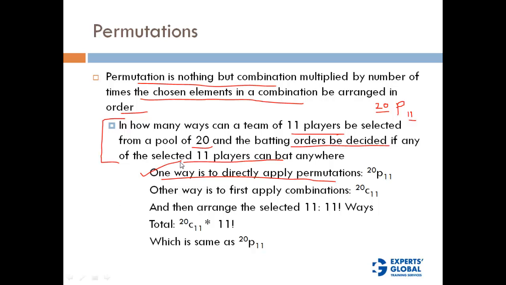The other way is I first select 11 people, so I do 20C11. Now out of every one of these combinations, however many I have, I can decide the batting order. That means now I have one combination of 11 people, and I am just worried about putting them in order. So the first person has 11 choices, the second person has 10 choices, the third person has 9 choices, and that way, ultimately, the number of choices is 11 factorial.